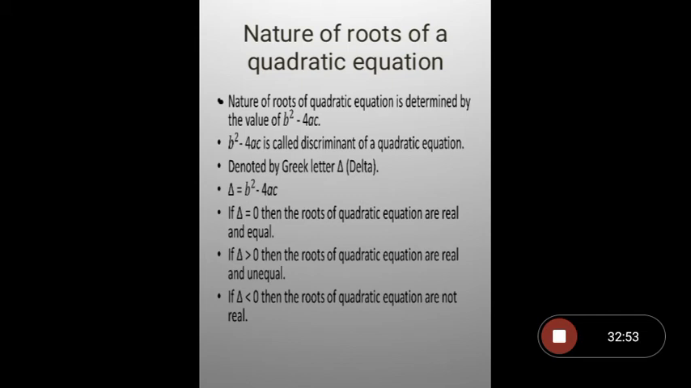Now the third one: if delta is less than 0, then the roots are not real. Delta less than 0 means delta is negative. So the root of a negative value is called an imaginary number. You can study it in a further class. So if the root is negative, that is not a real number, that is an imaginary number.